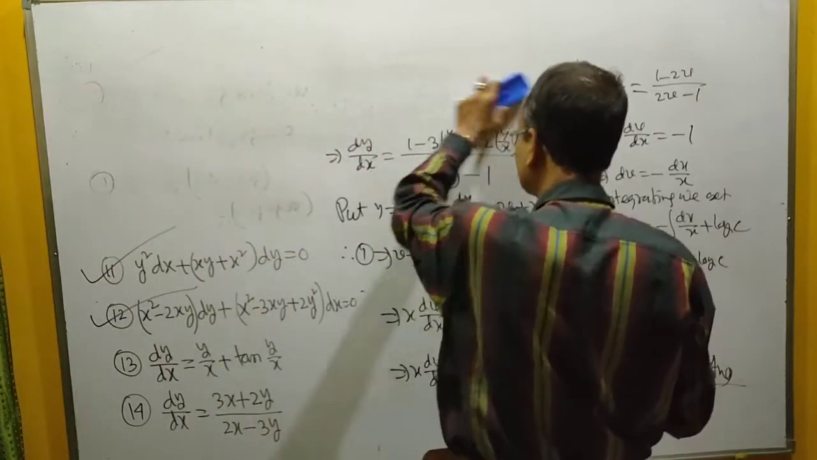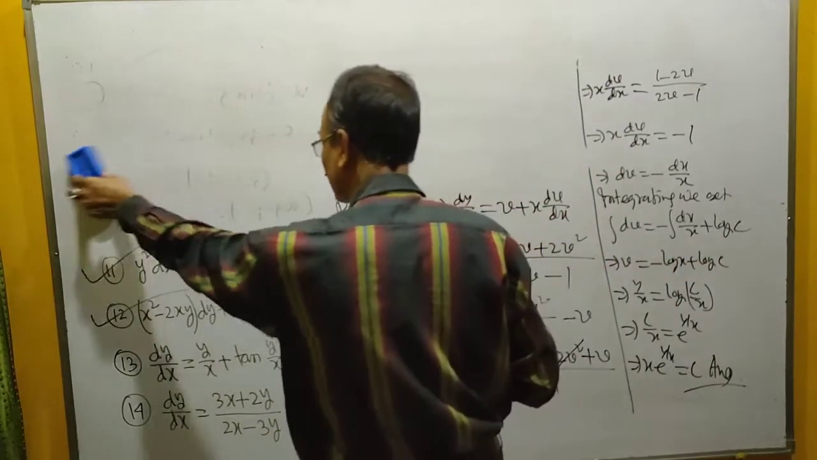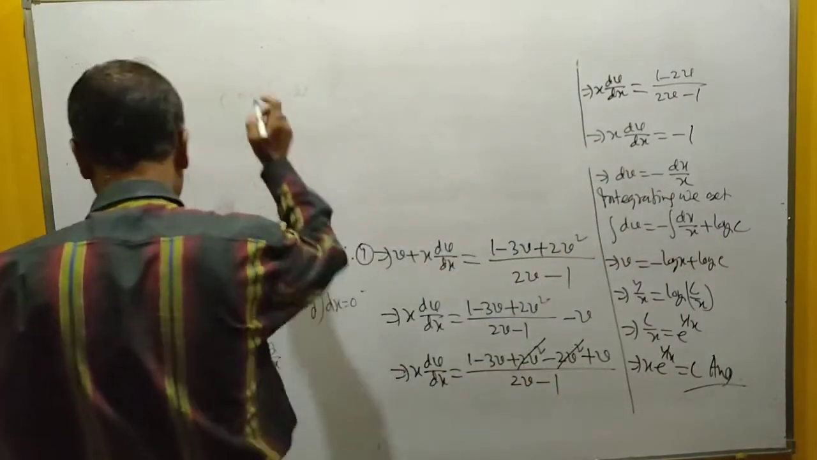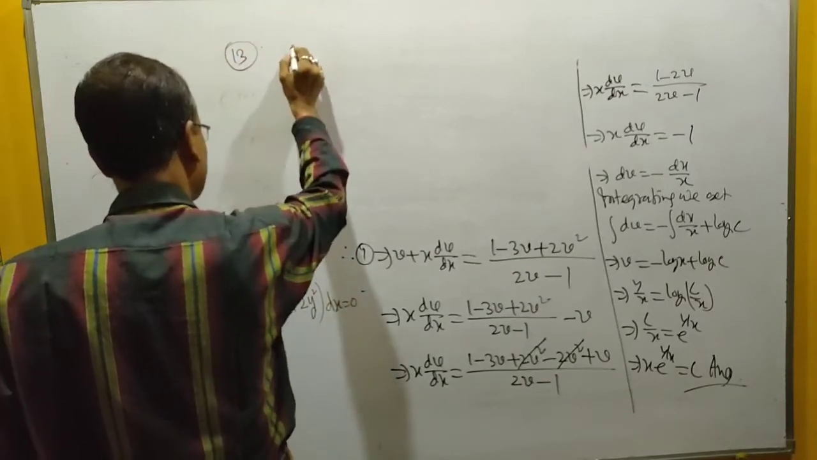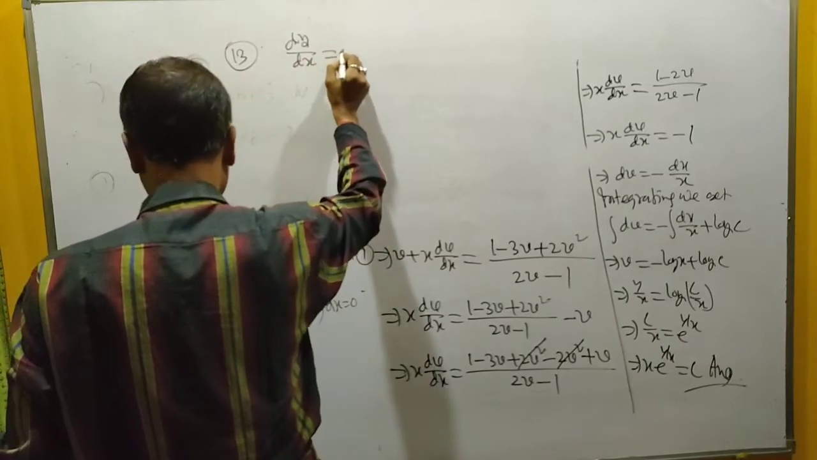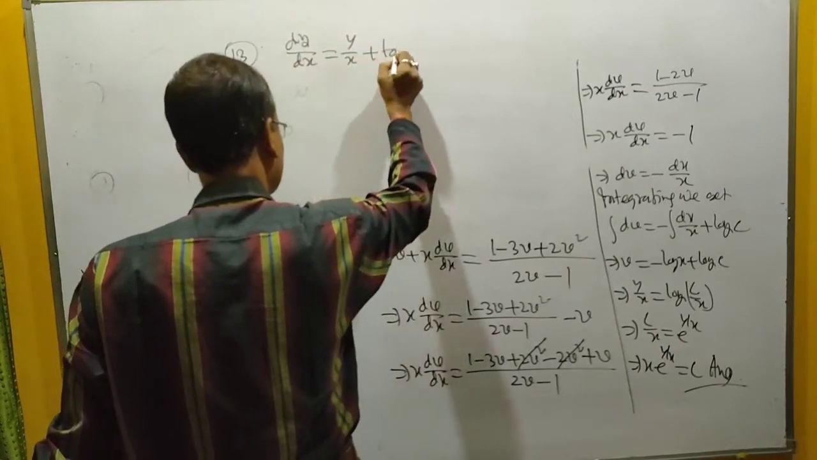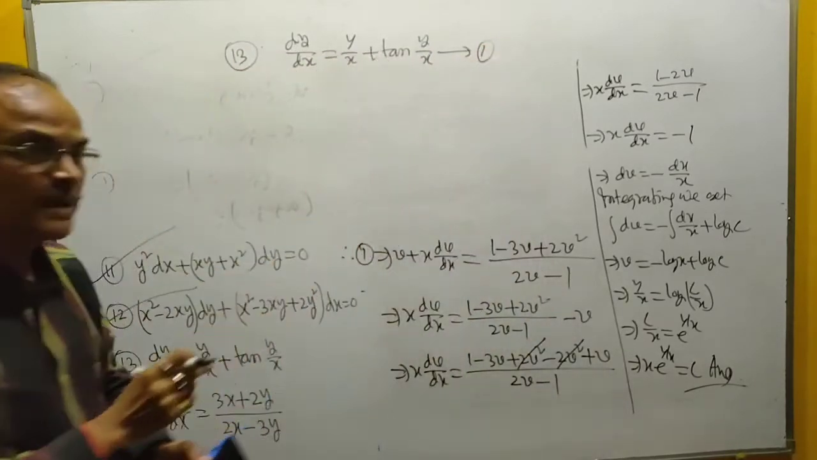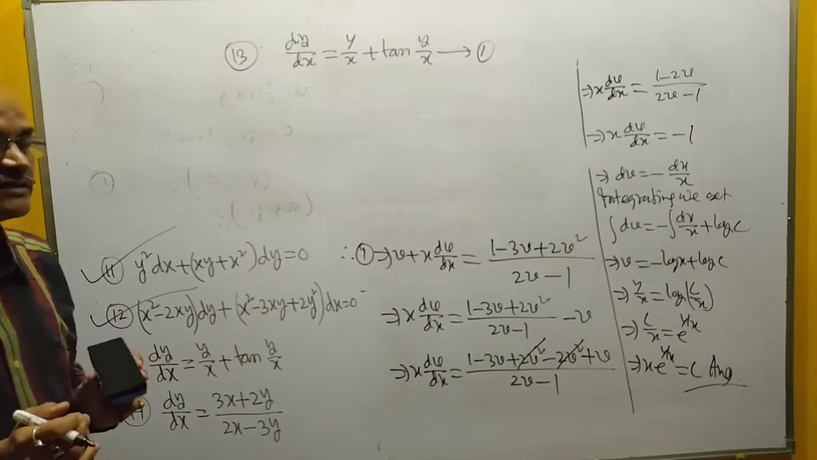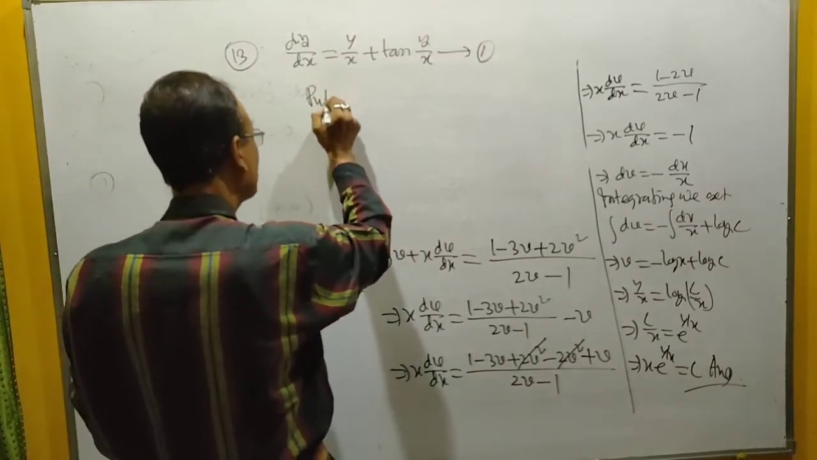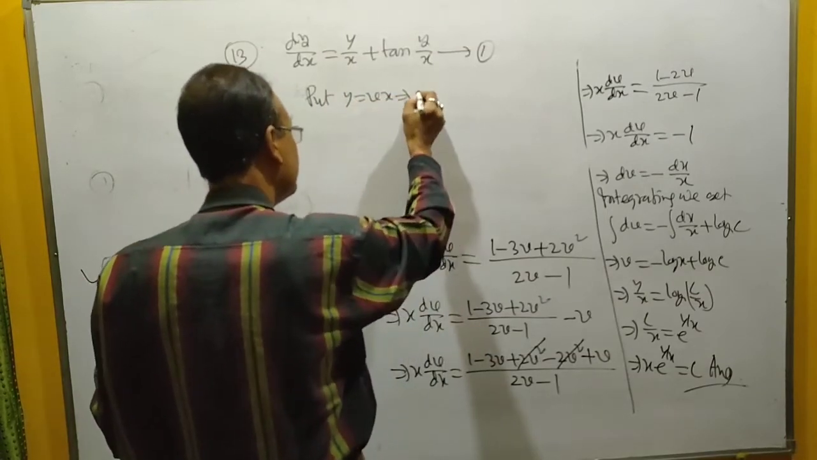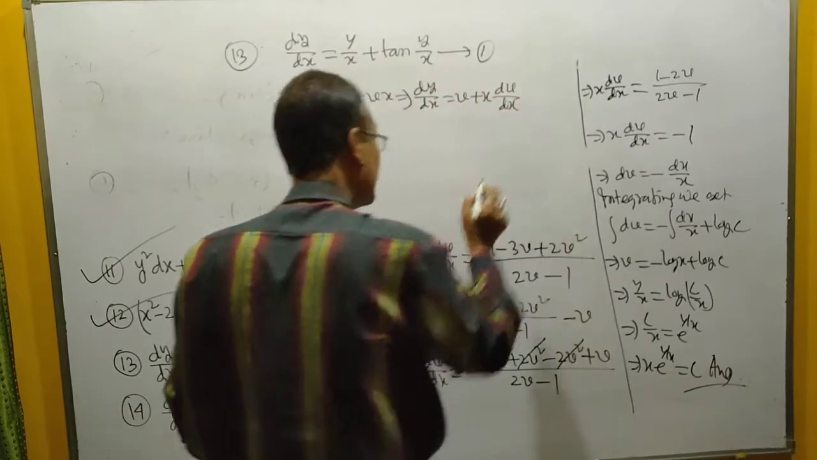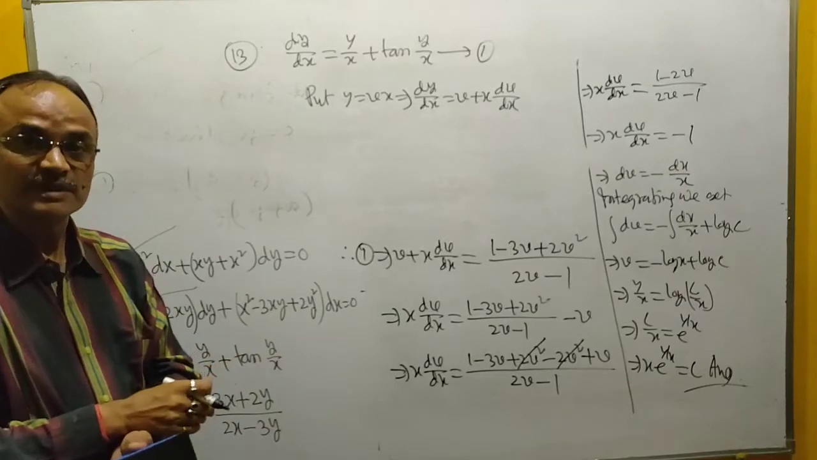Question number 13. dy by dx equal to y by x plus tan of y by x. It is of the form dy by dx a function of y by x. It is a homogeneous differential equation. Therefore, put y equal to vx. This means dy by dx equal to v plus x dv by dx.